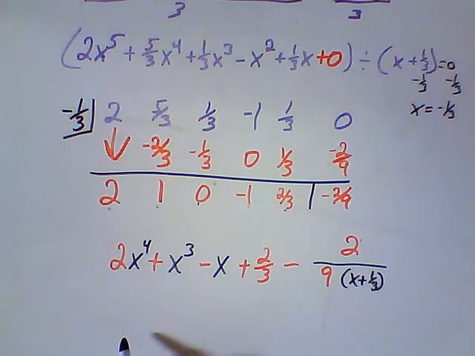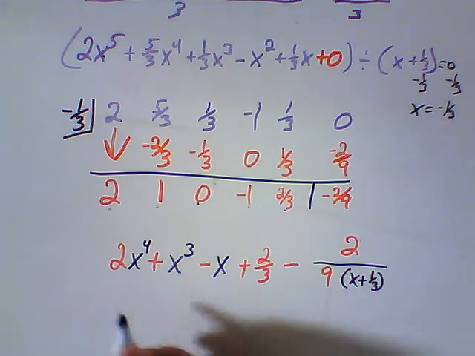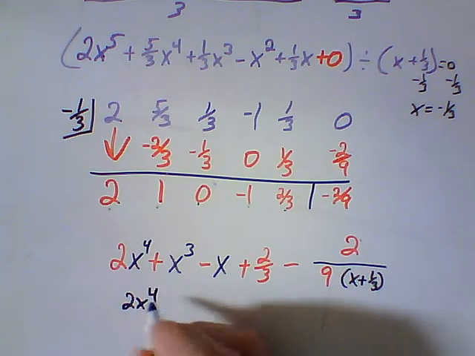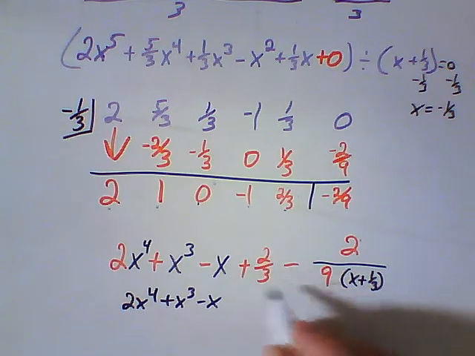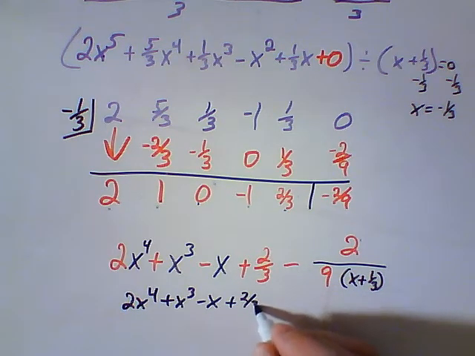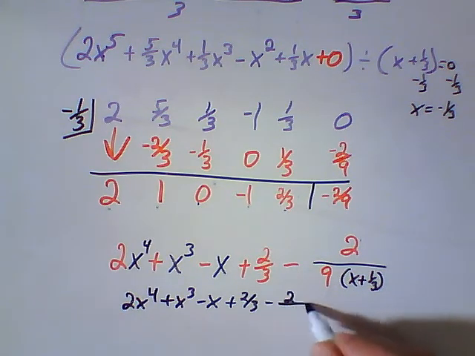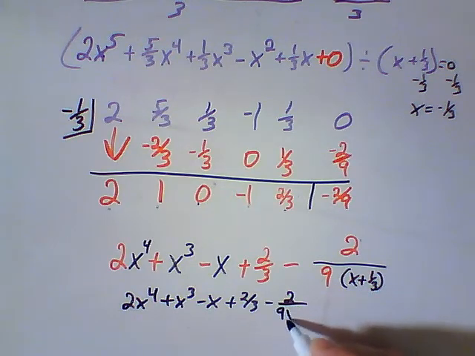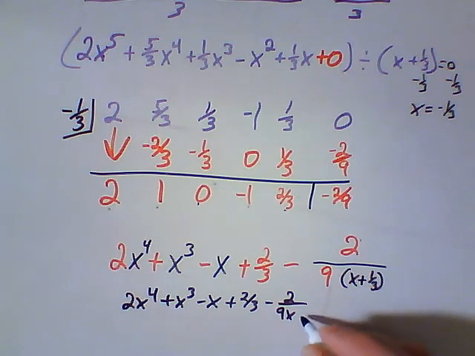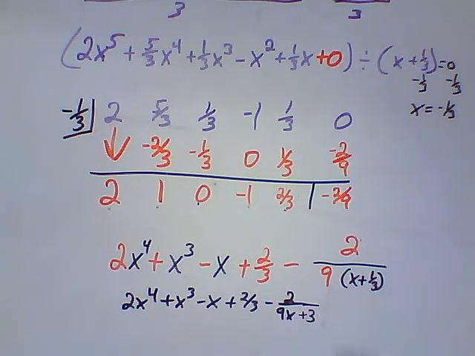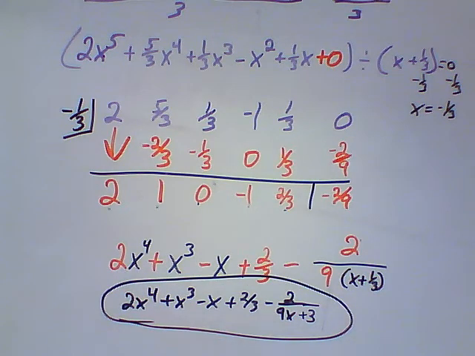I'd say that's my answer, except that looks ugly, so I'm going to clean that up real quick. 2x to the 4th plus x to the 3rd, plus I feel like a clown with all my math in different colors. 2/3 minus 2 over 9 times x is just 9x, and 9 times 1 is just 9, divided by 3, that is just 3. Alright, there's my answer. Yay! Markers capped. Done.